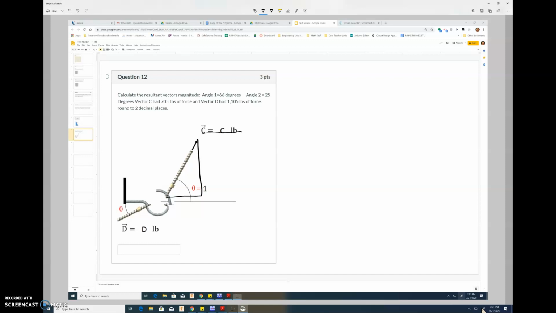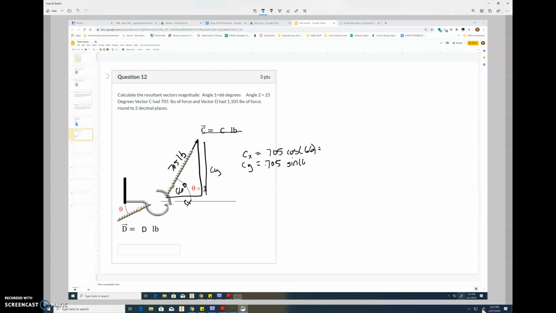It says that vector C is pulling with a force of 705 pounds, and that the angle of vector C right now is angle 1, which is 66 degrees. So I need to find the x component of C and the y component of C. We're just finding the sides of the triangle, so this is SOHCAHTOA. To find the x component of C, the hypotenuse is 705, times the cosine of 66, and the y component of C, CY, is 705 times the sine of 66.